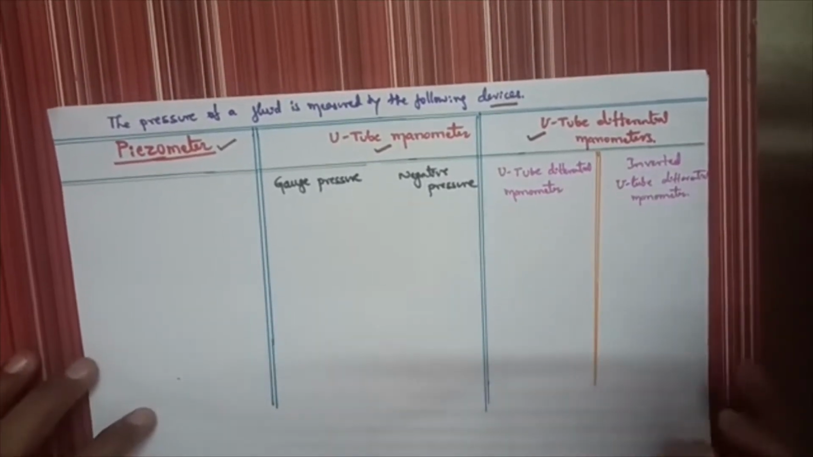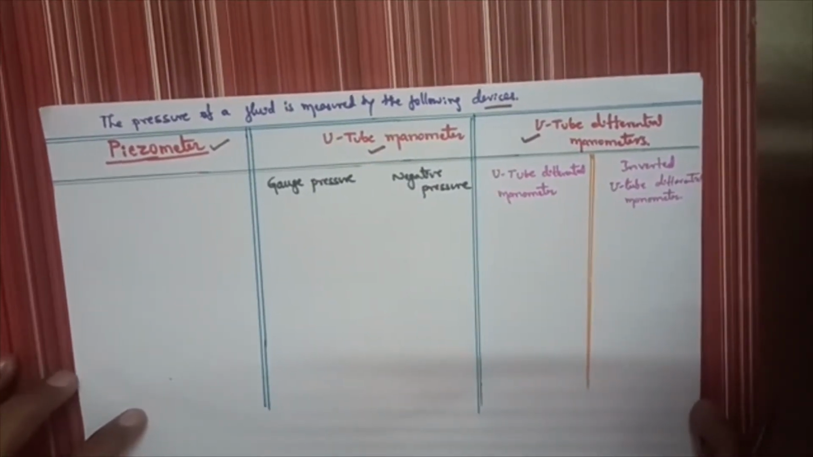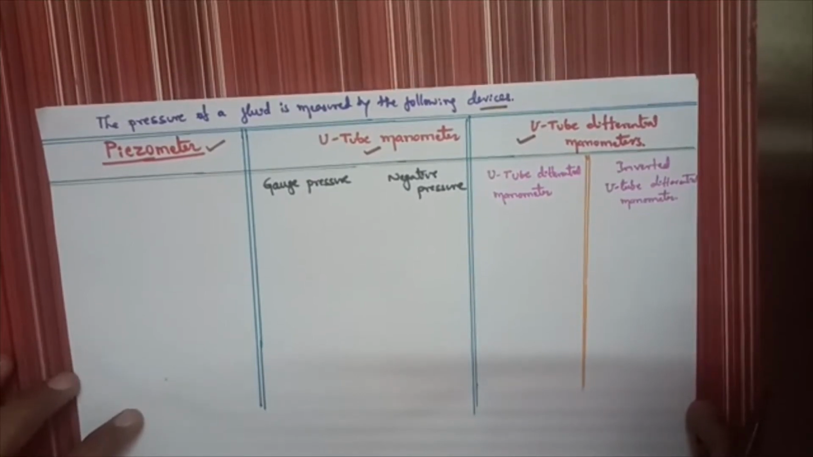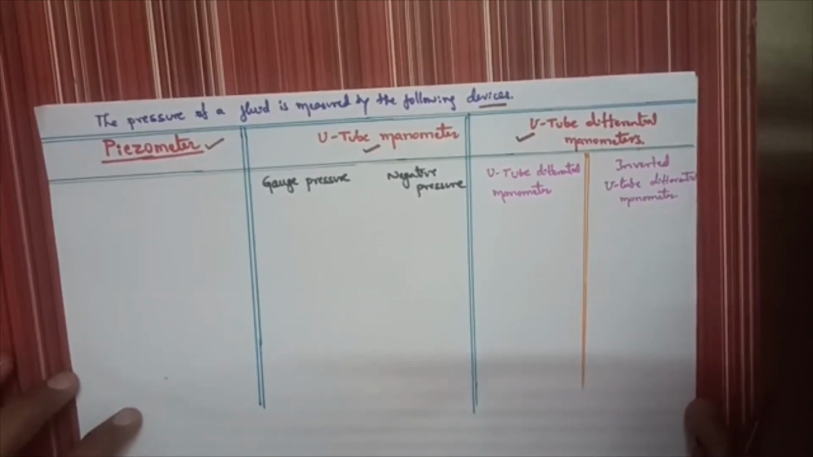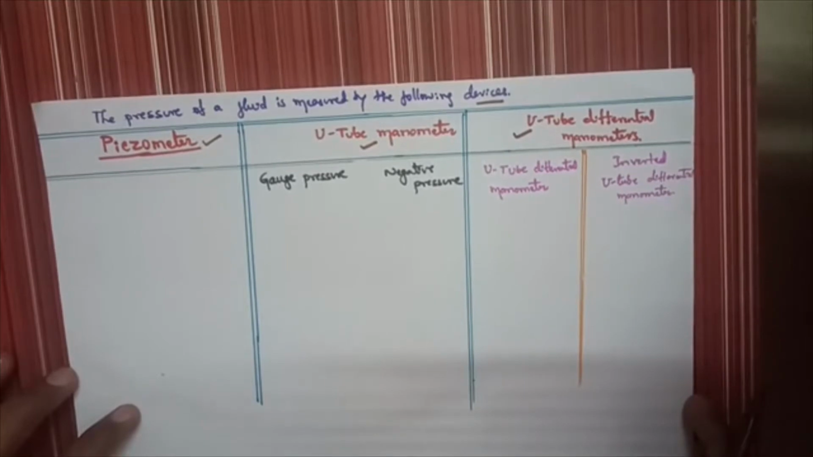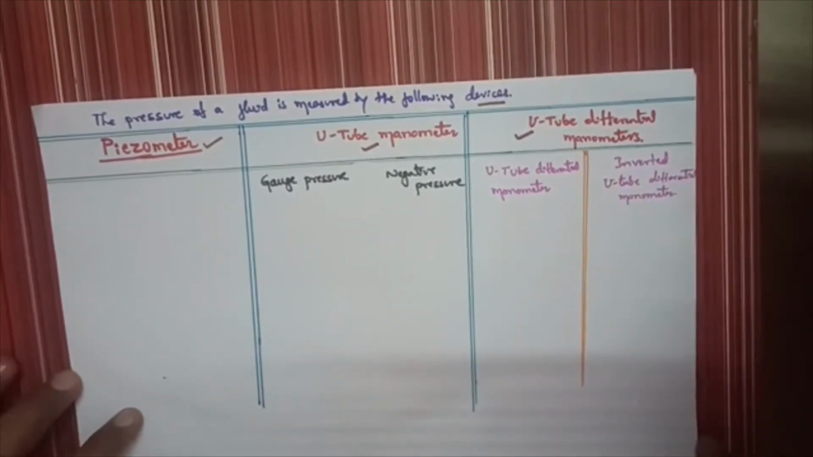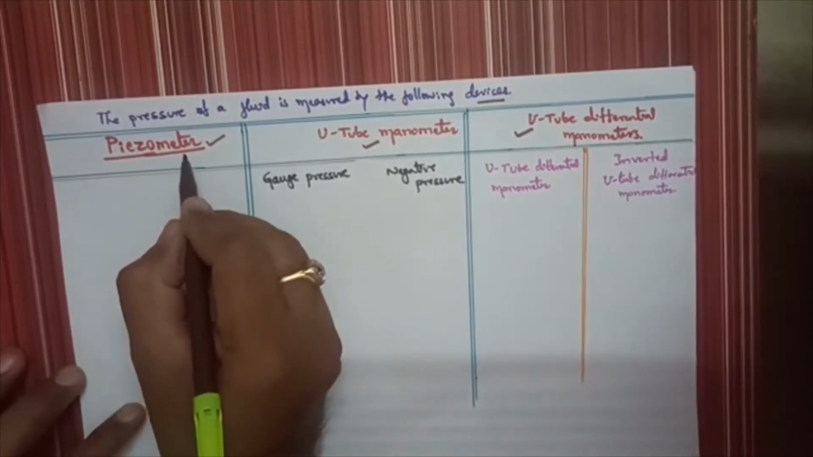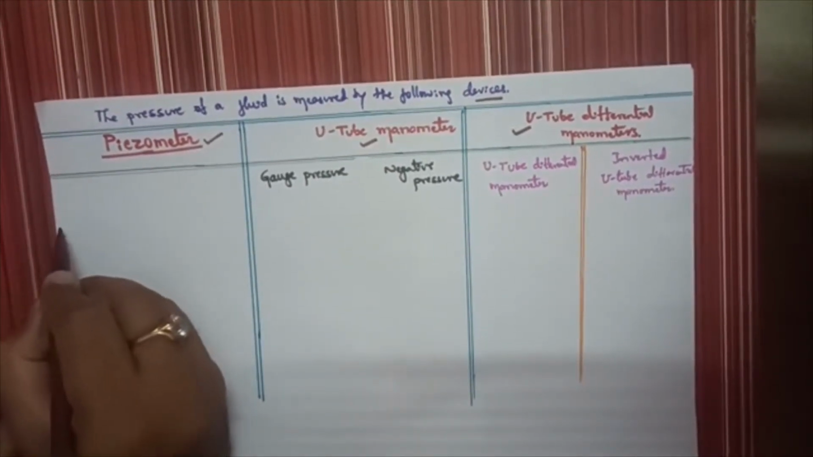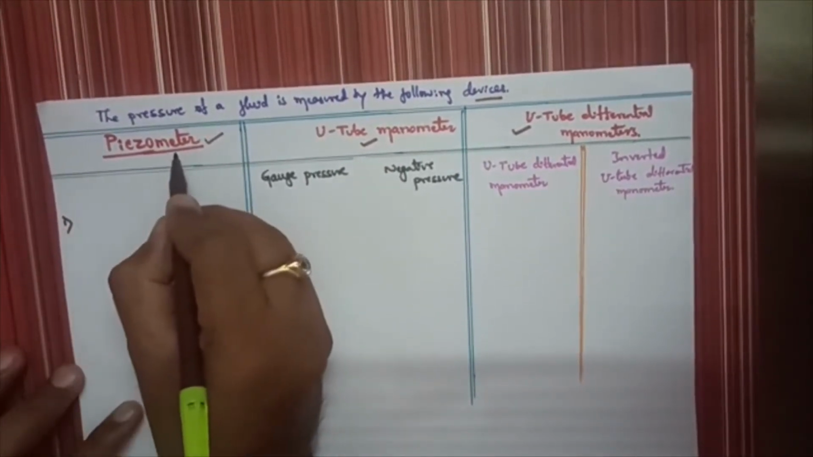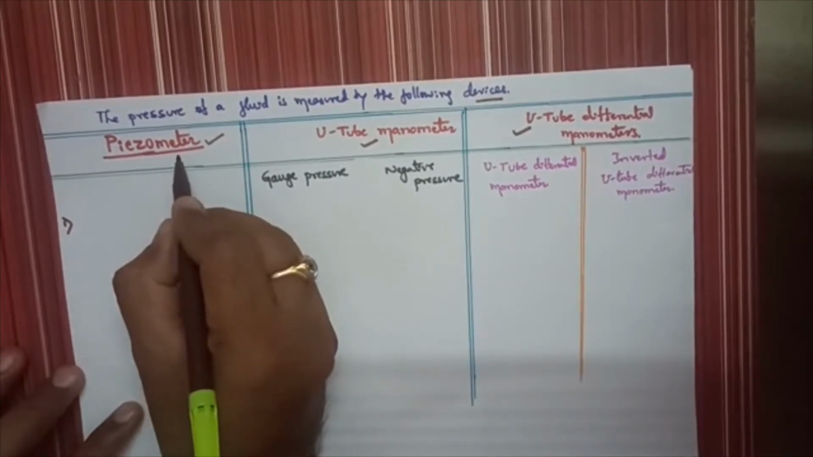We will discuss in today's session, and it will help you for cracking the interviews. These questions may be asked in interviews, and some objective type questions also. So we will discuss point by point. First, we will discuss the definitions of all. Piezometer is a device used for measuring pressure of a fluid at a point.